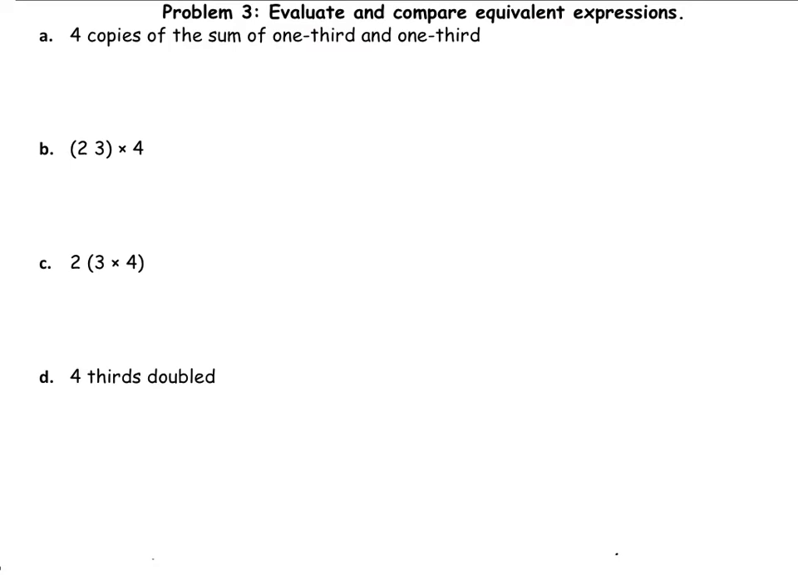Problem number 3, evaluate, which means solve, and compare equivalent expressions. So some of them are going to be equivalent and some aren't. So we're going to identify that based on what we see. So for letter A, it says 4 copies of the sum of 1/3 and 1/3. So I'm making 4 copies of the sum. So I've got to find the sum first, which is 1/3 plus 1/3. So I have 4 times, because 4 copies means times, the sum of 1/3 and 1/3.